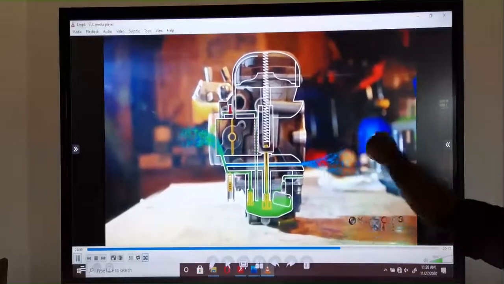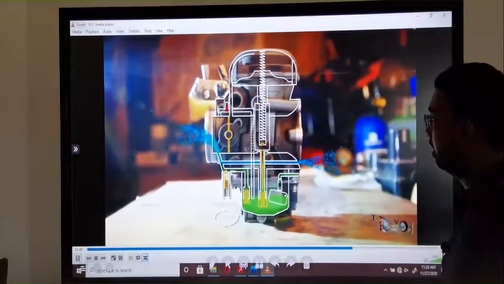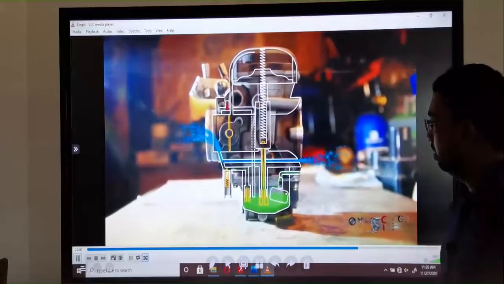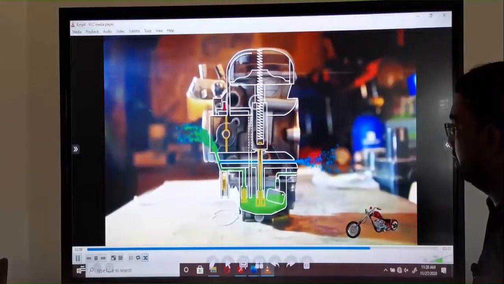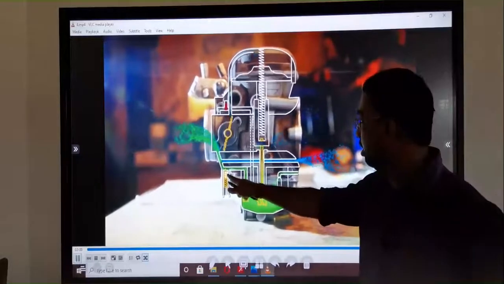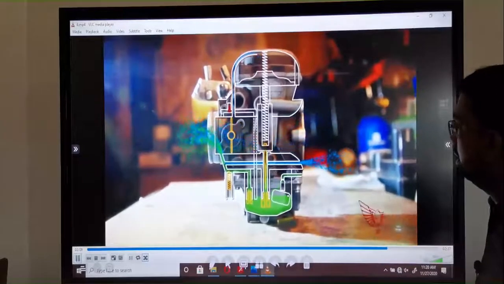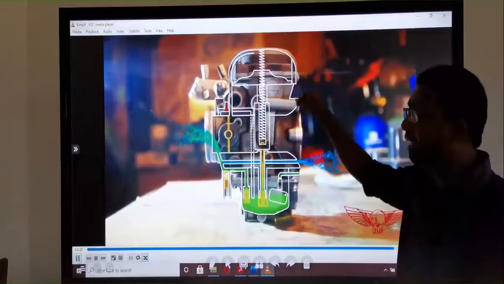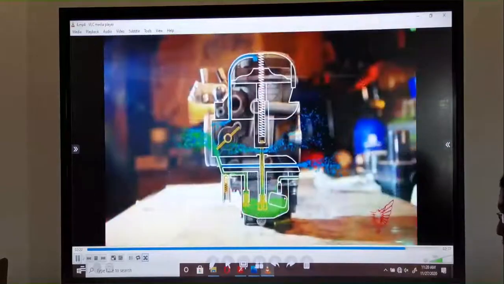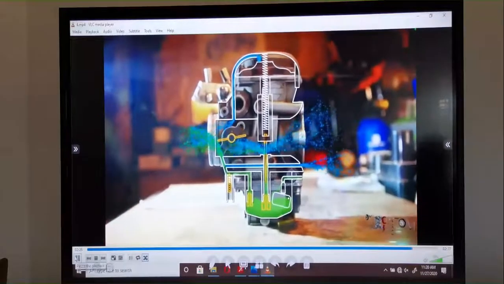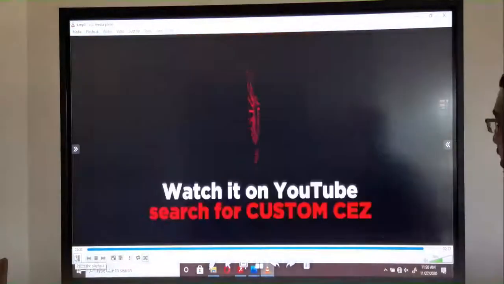So now this choke valve is closed, so the fuel comes through this. Now this is the idle condition. You can see clearly how this fuel comes to this reservoir. Now we can adjust the idle screw. Now the throttle is closed, so this diaphragm is also closed. So this is the function of the diaphragm carburetor.